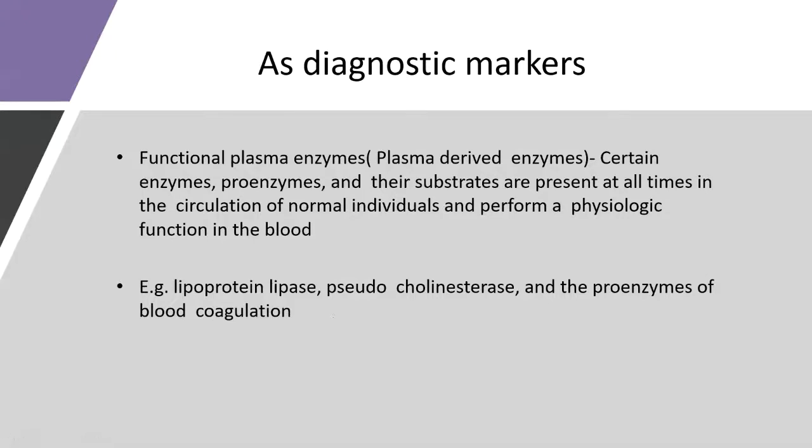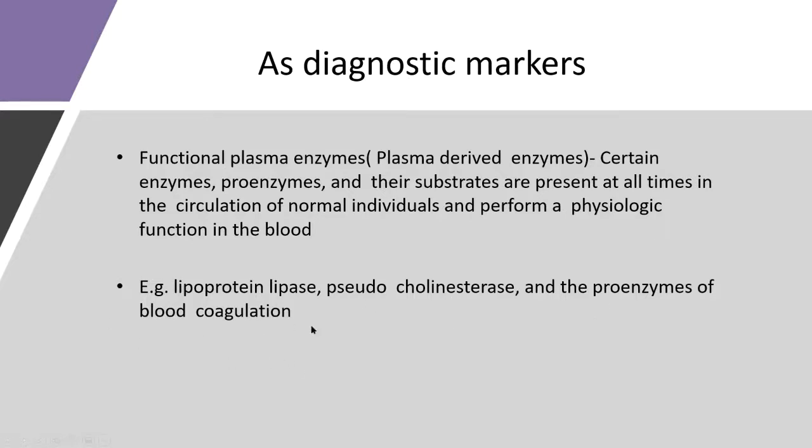So these enzymes are also used as diagnostic markers, because the enzymes present in the plasma are categorized into two types. One is the functional plasma enzymes, meaning these types of enzymes are always present in the plasma in higher concentration. Certain enzymes, proenzymes, or substrates are present at all times in the circulation of normal individuals and perform a physiological function in the blood, like the lipases, pseudocholinesterases, or the proenzymes for blood coagulation.